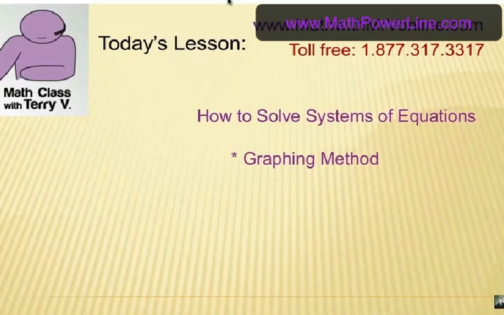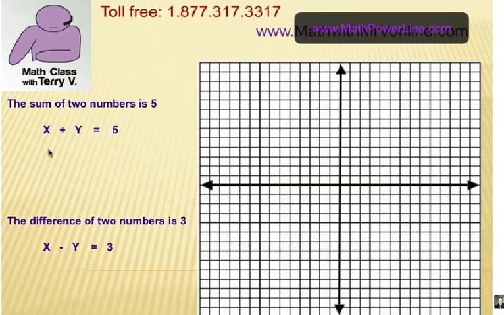Students, what we're talking about here at the start of this video series is how to solve systems of equations. Now I'm going to give you a simple example to start with. Let's think of all the pairs of numbers that add up to 5. The sum of two numbers is 5, and we can write that in equation form as x plus y equals 5.